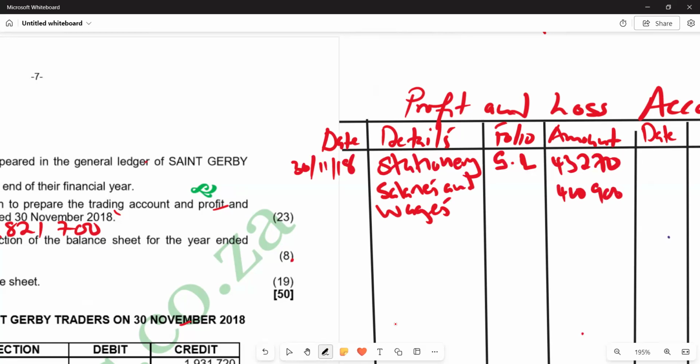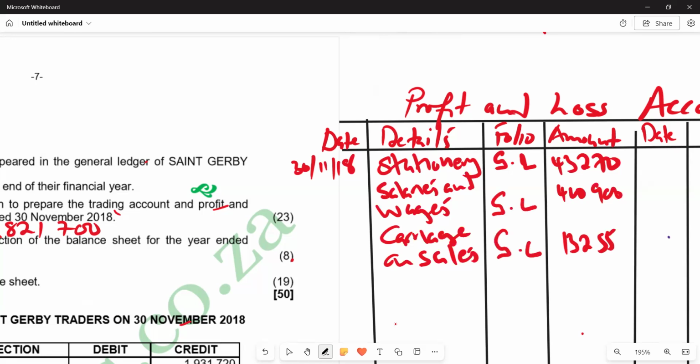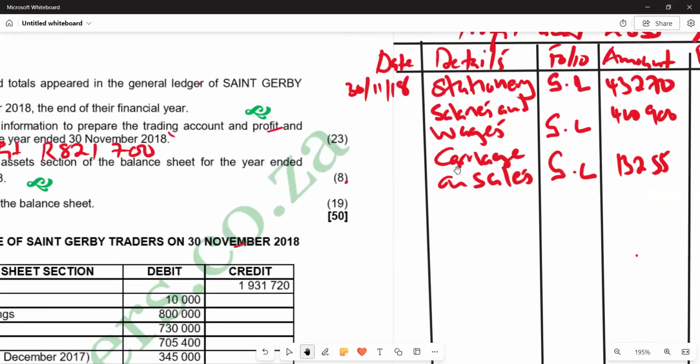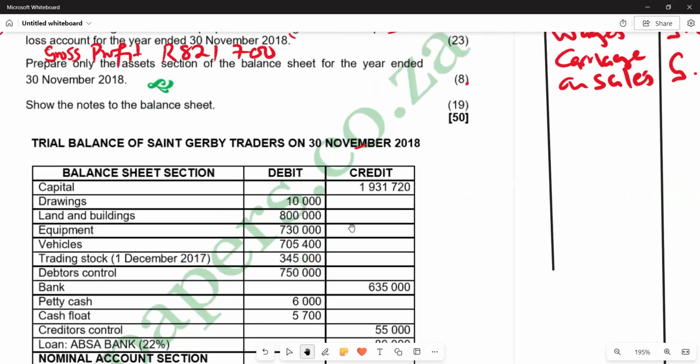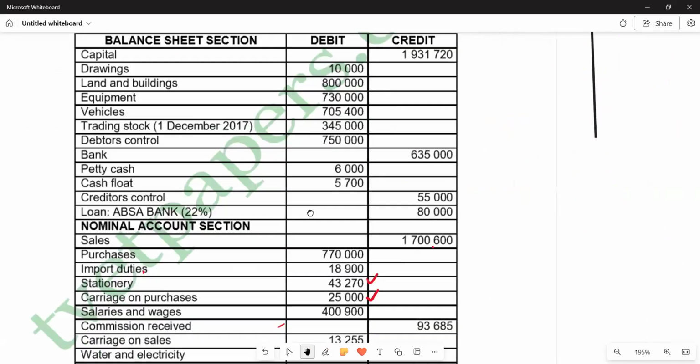So we pick another one, carriage on sales. And the amount that we have for carriage on sales is 13,255. And general ledger is going to apply on all the entries that we are going to put. Then we go again to check other expenses that we have beneath that.